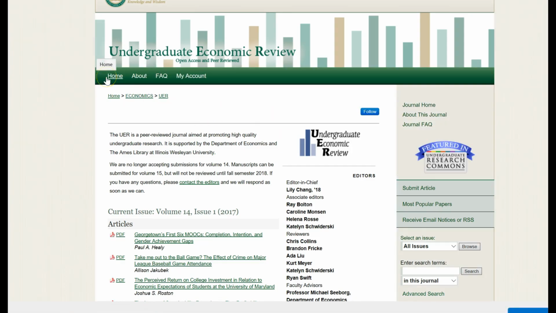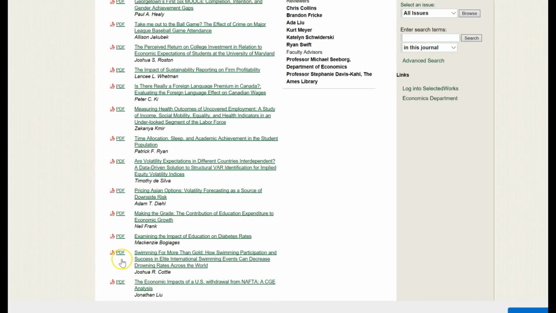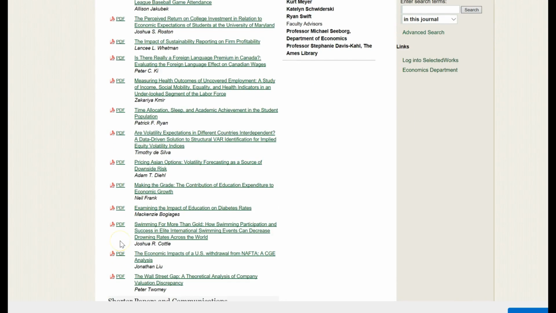So the Undergraduate Economic Review is a really good resource to use, just to give you a basic idea. Looking at some of the papers that have been published can give you an idea of how to approach this type of paper.